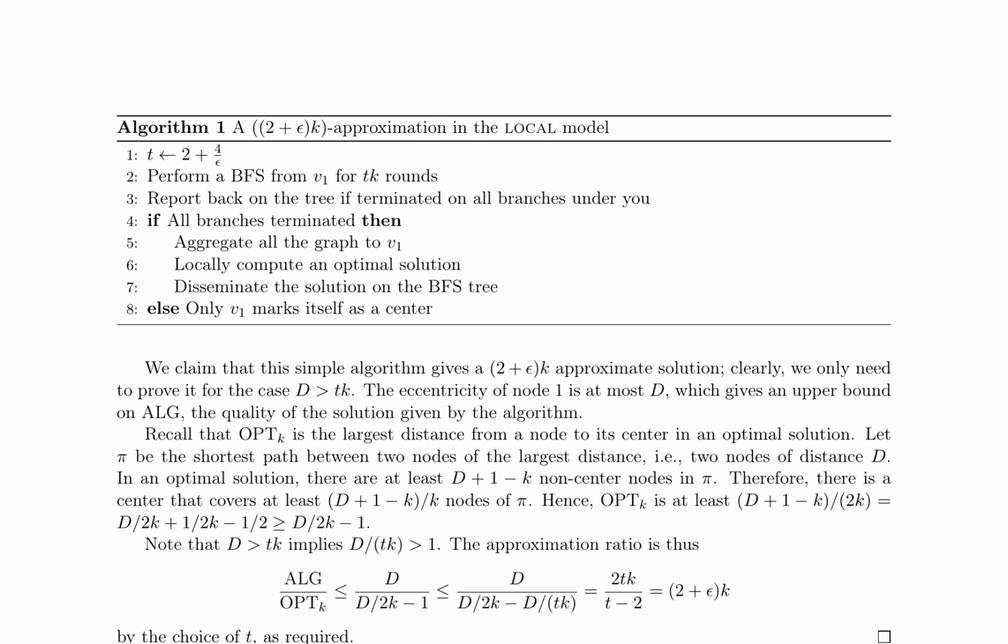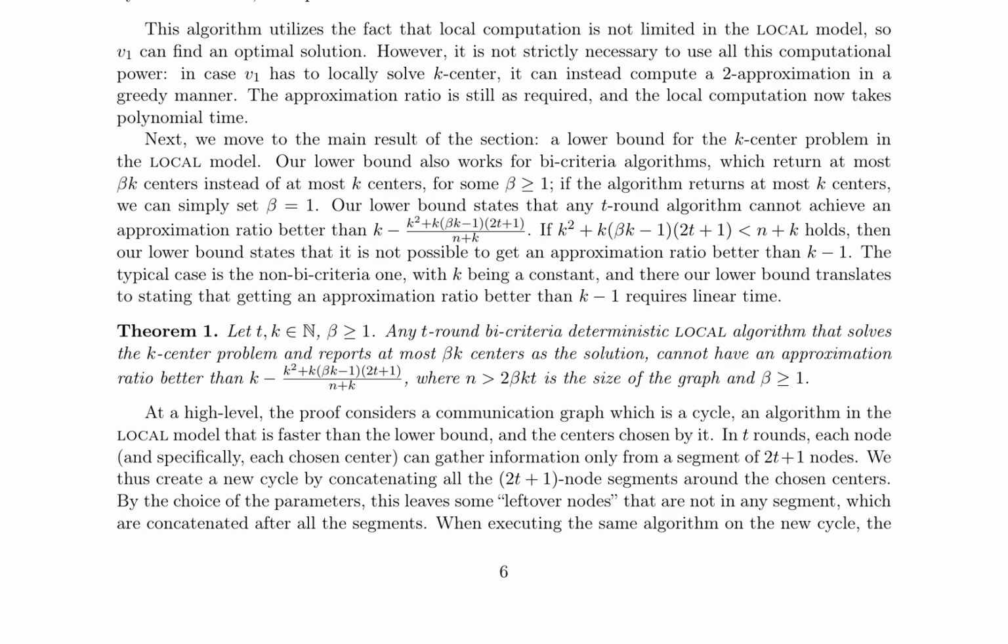The algorithm's approximation ratio is shown to be at most 2+ε, leveraging the fact that the eccentricity of node 1 is at most d, where d represents the largest distance between two nodes in the graph. A lower bound for the k-center problem in the LOCAL model is also established, applicable to both standard and bicriteria algorithms. Specifically, any T-round algorithm cannot achieve an approximation ratio better than (k² + k, βk+1, 2T+1, n+k), where n is greater than 2βkT, the size of the graph, and β is greater than or equal to 1.